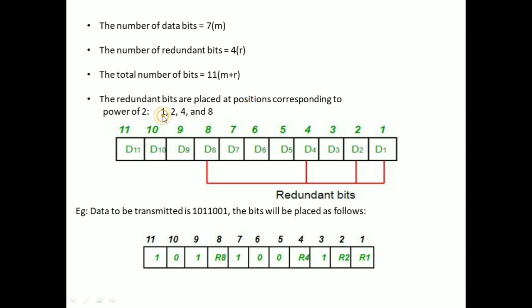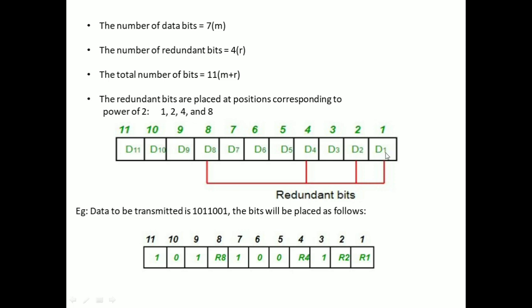Now we said that the redundant bits are placed at the positions corresponding to the powers of 2, that is 2 power 0 which is the 1st position, 2 power 1 means 2nd position, 2 power 2 the 4th position and 2 power 3 the 8th position. So let us assume these are all the data bits. We have a total of 11 bits, right? So D1, D2, D3, D4 and so on up to D11. But our question is, where should we place these redundant bits? We already said at the powers of 2.